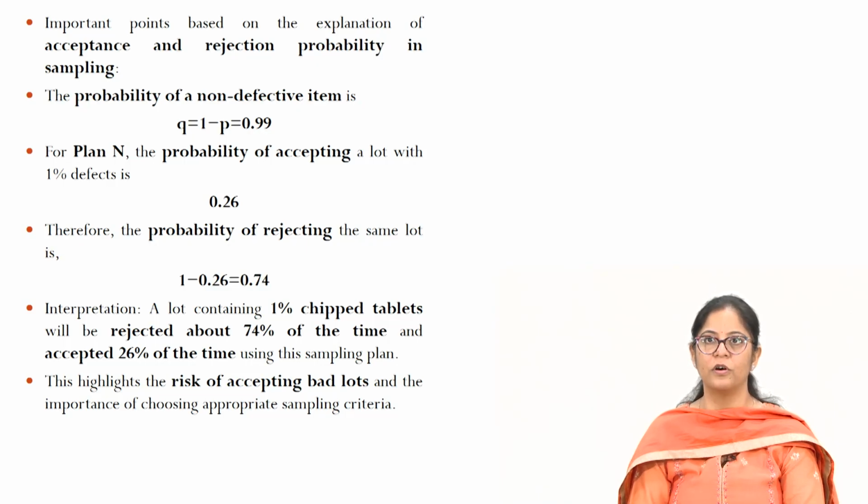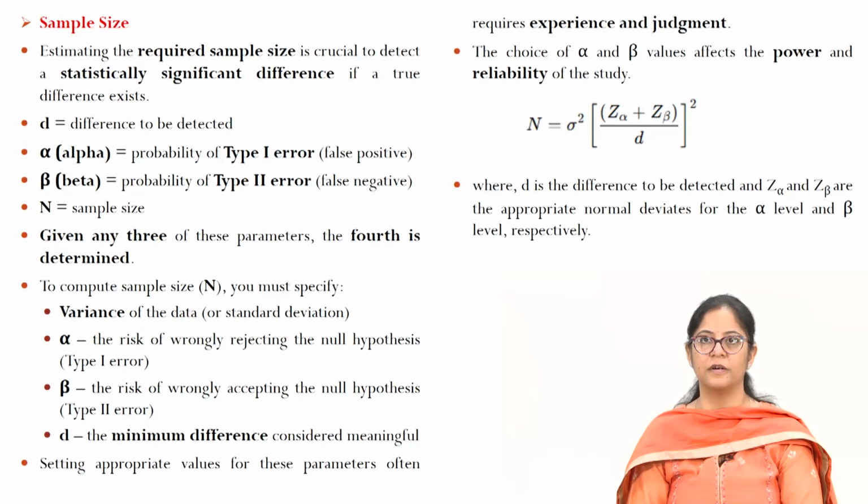The probability of a non-defective item is given by the equation Q is equal to 1 minus P, which is equal to 0.99, and for plan N the probability of accepting a lot with 1% defect is 0.26. Therefore, the probability of rejecting the same lot is 0.74. Interpretation: a lot containing 1% chipped tablets will be rejected about 74% of the time and accepted 26% of the time using the sampling plan. This highlights the risk of accepting bad lots and the importance of choosing the appropriate sampling criteria.